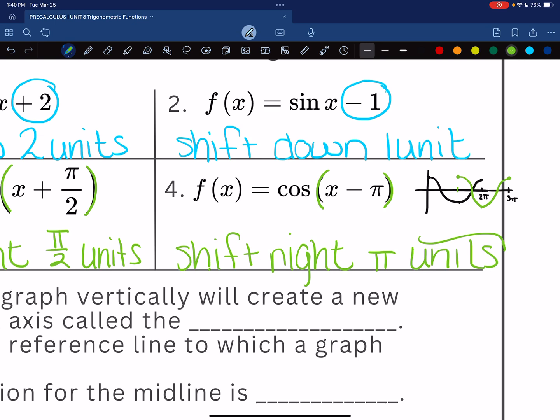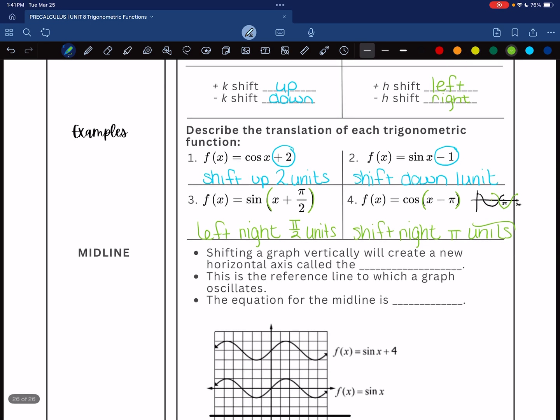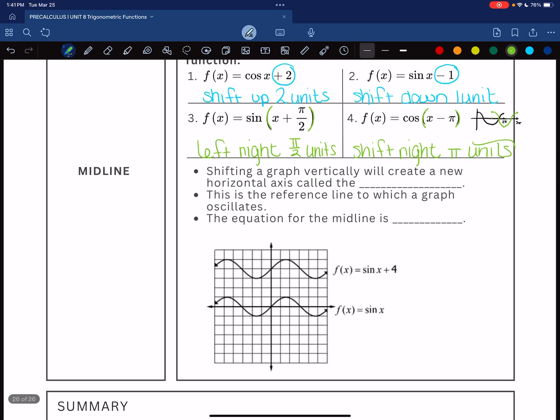Now, whenever you have this shifting of your graph vertically, like we see in blue in examples 1 and 2, that's going to create a new horizontal axis. That axis is called the midline. I referenced that in an earlier video. This is the line about which our graph is oscillating, waving up and down, cresting, coming to a low point, cresting, coming to a low point called a trough.